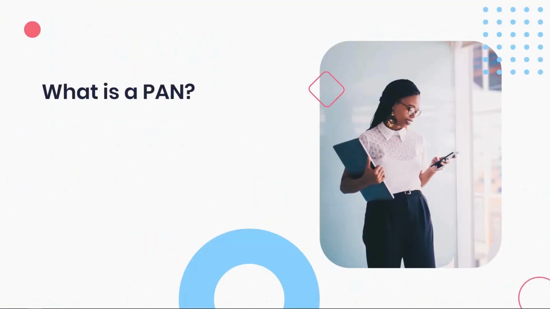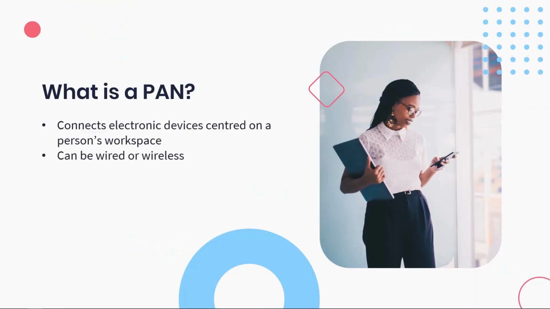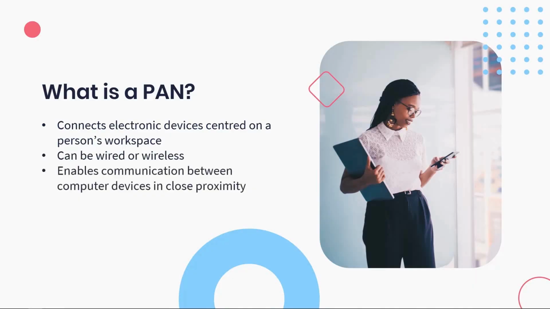A personal area network, PAN, connects electronic devices centered on an individual person's workspace. This type of network can be wired or wireless, and it enables communication between computer devices in close proximity. With PAN technologies, end devices such as laptops, mobile phones, and tablets share data and resources. One of the most common examples of a PAN is the use of wireless Bluetooth devices to share resources over a distance of up to 50 meters, or wired connection methods such as USB or FireWire.